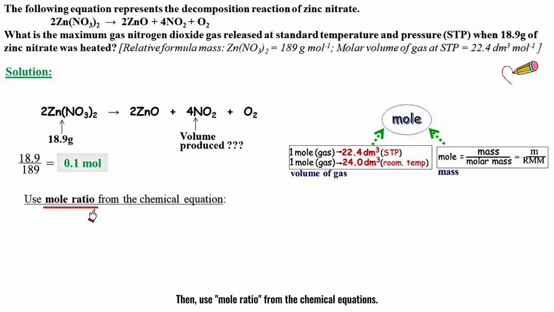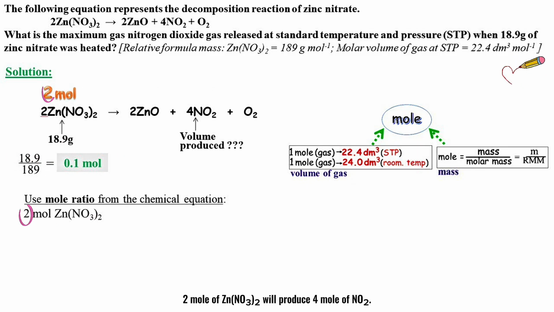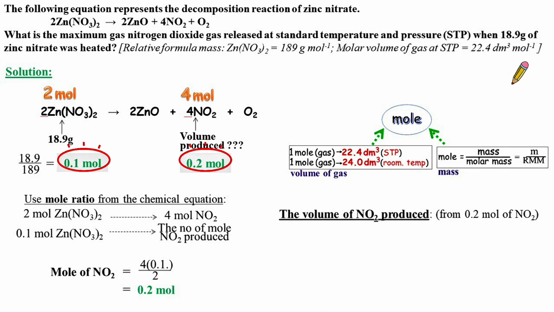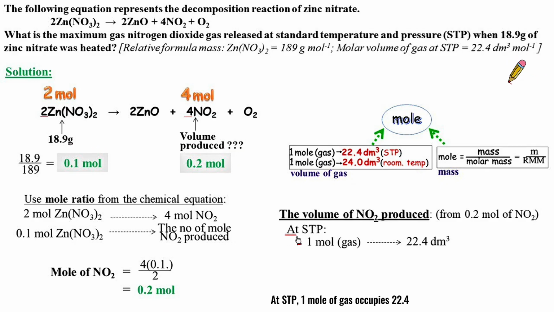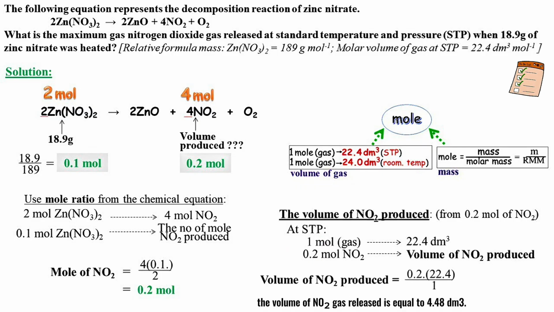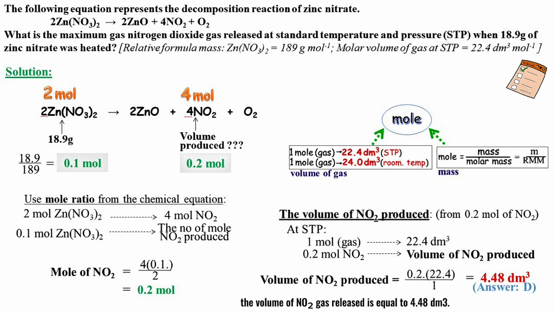Then use the mole ratio from the chemical equation. 2 mole of zinc nitrate will produce 4 mole of nitrogen dioxide. Therefore, 0.1 mole of zinc nitrate will produce 0.2 mole of nitrogen dioxide gas. At STP, 1 mole of gas occupies 22.4 dm³. Since we have 0.2 mole of nitrogen dioxide gas, the volume of nitrogen dioxide gas released is equal to 4.48 dm³.